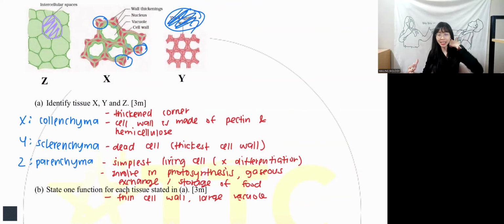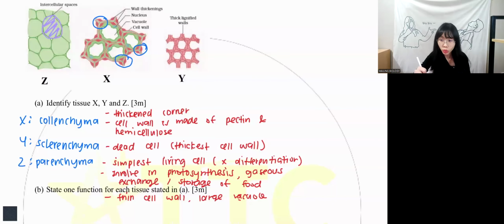Now I'm going to teach you another subtopic, which is secondary growth. Then you have to recognize, sometimes in the question the diagram is different. So what you have to recognize is whether they have a large vacuole or not, whether they have thickened corners or not, whether they have a lignified wall or not. So no matter what question, this is how you identify the three chyma tissues. They can be all different diagrams in the exam.